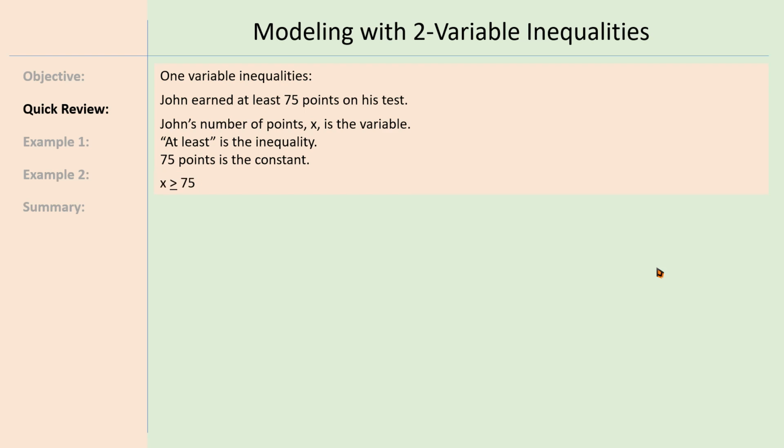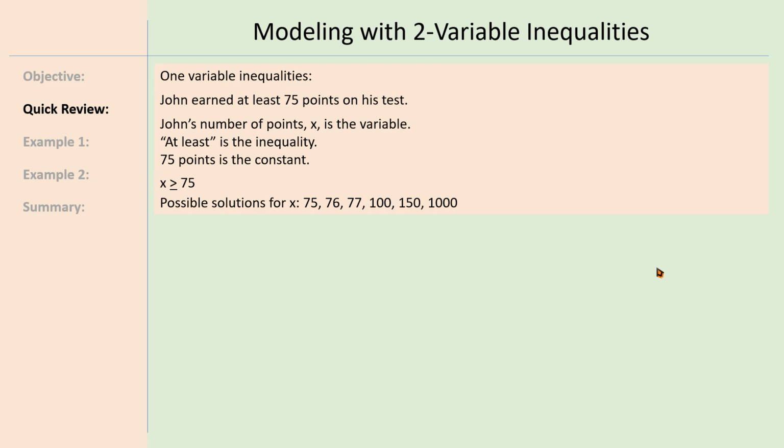Okay, so here, what are the possible number of points that John has earned? It says he earned at least 75, so it means he earned 75 or 76, 77, or 100, 150, or 1,000. We don't know anything else, but we know it's larger than or equal to 75. So it could be any of these or anything else, as long as it's more than 75.